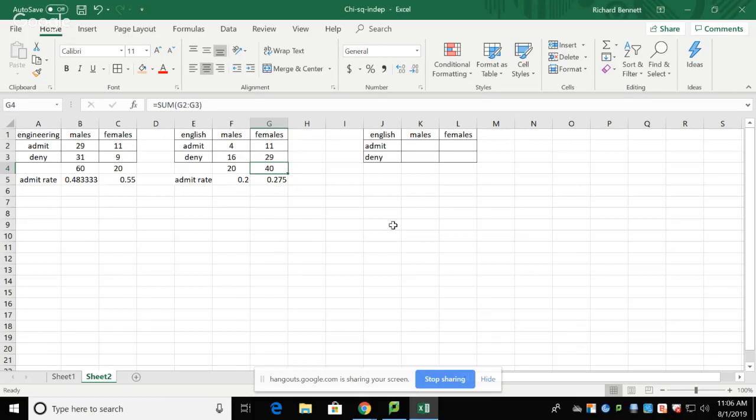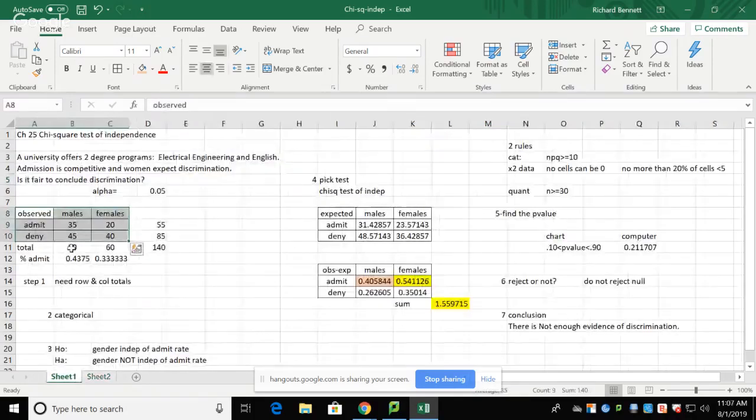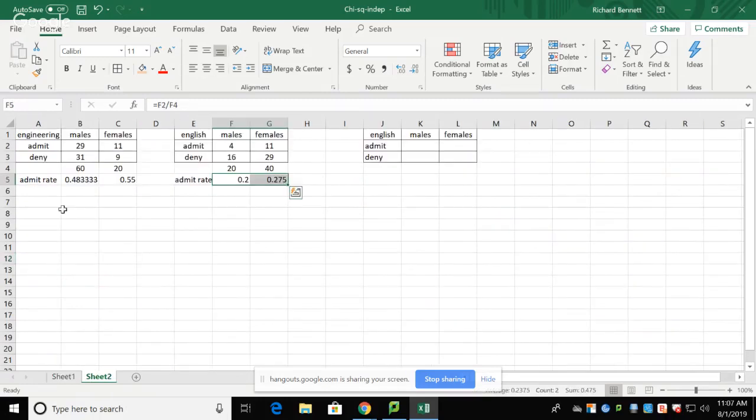So in both cases, the men have a lower admission rate than the women. But yet, it looks like the men have a better admission rate than the women when you look at the entire college. Isn't that weird? Okay? So this is an example of what we call Simpson's Paradox.